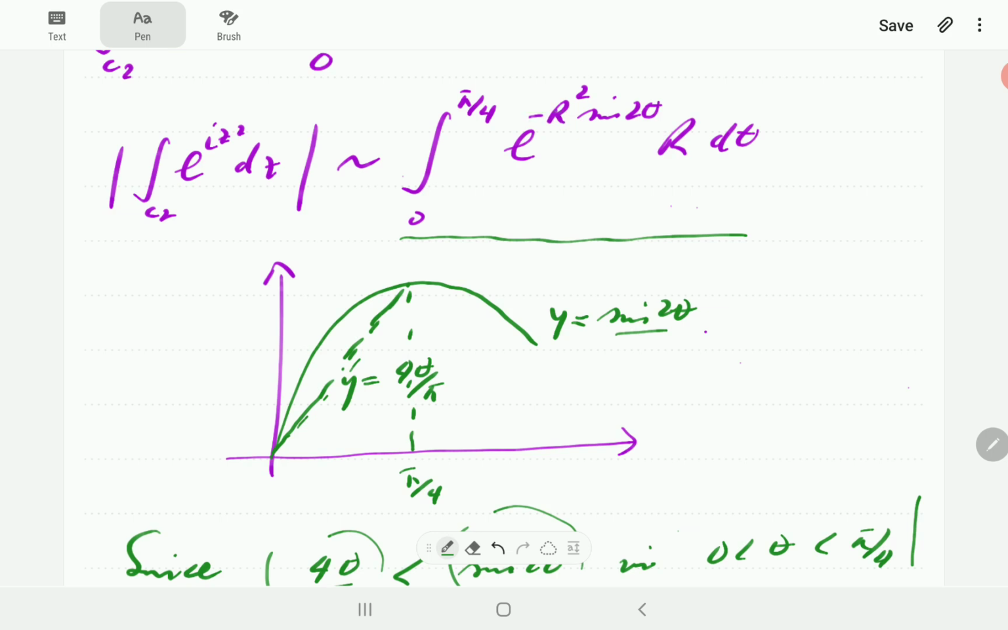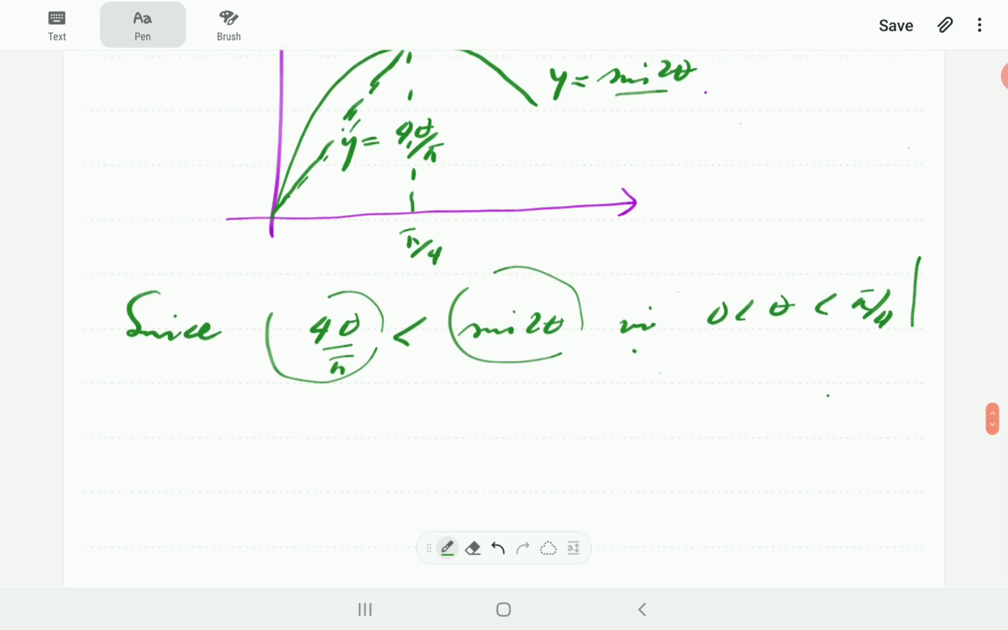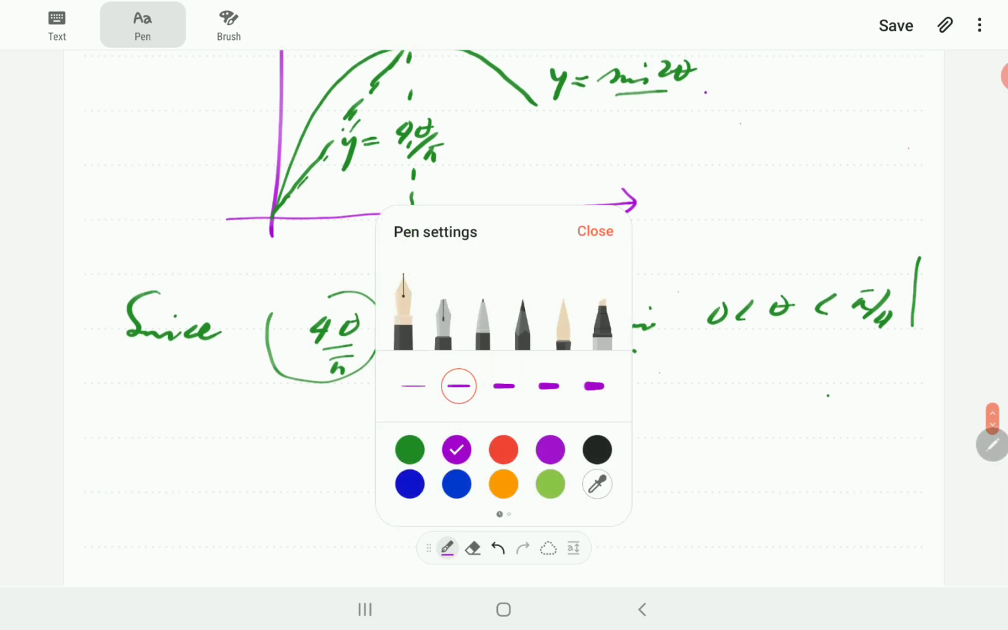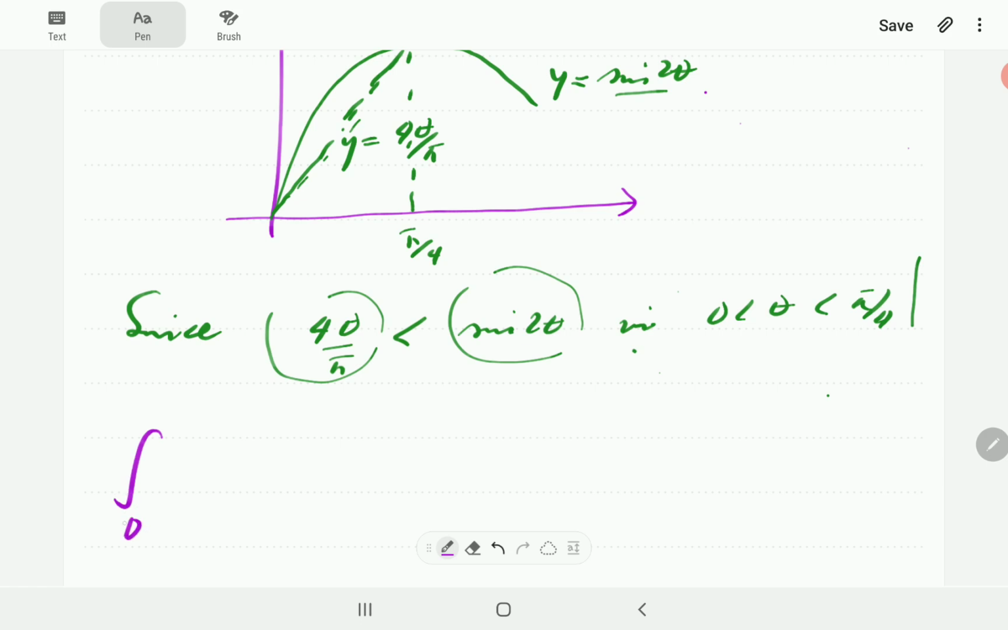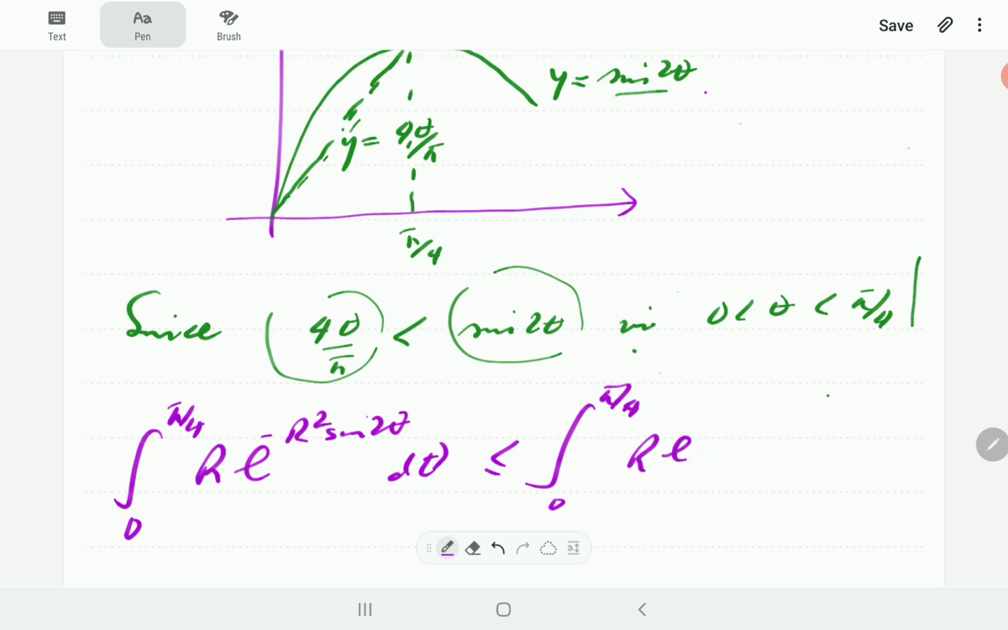Okay, so what we're going to do is say the integral from 0 to pi over 4 of R e to the minus R squared sine 2 theta d theta is always going to be less than or equal to the integral from 0 to pi over 4 of R e to the minus R squared times 4 theta over pi.